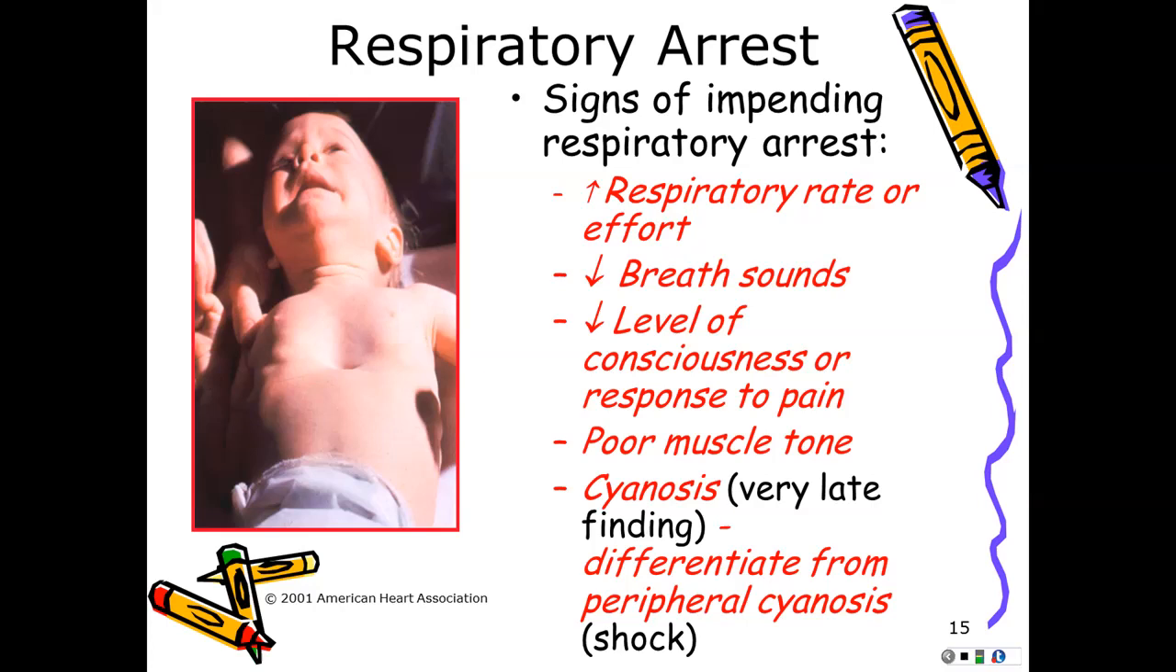So the things that you're looking for when you think someone's getting ready to crump, as I was saying, either increased rate and effort, or they've already started to fall off the cliff and now they're decreased. Breath sounds should be loud. If they start to get muffled or quieter, that's usually bad news. As I said, level of consciousness or poor response to pain.